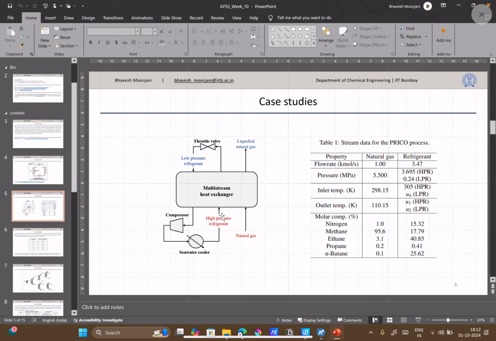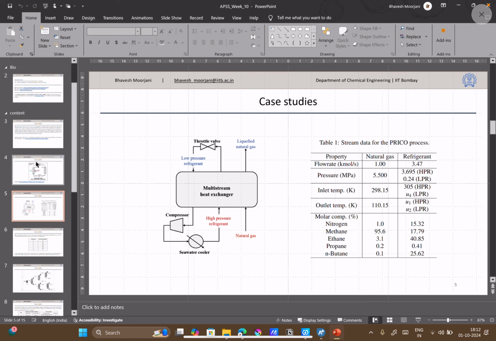Along with this multi-stream heat exchanger, a refrigerant cycle is involved. So you can see you have a compressor where vapors are compressed, and they are cooled. Here a seawater cooler is used. This high pressure, low temperature refrigerant goes into the multi-stage heat exchanger, where it exchanges heat with the natural gas.